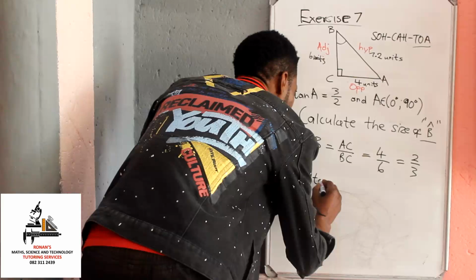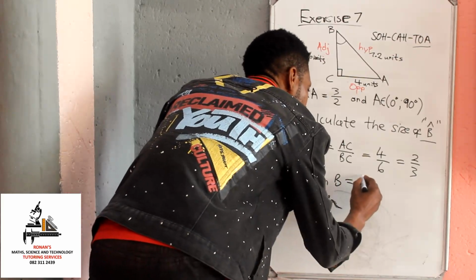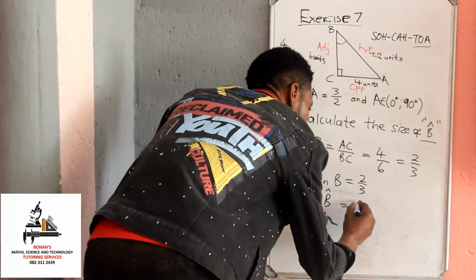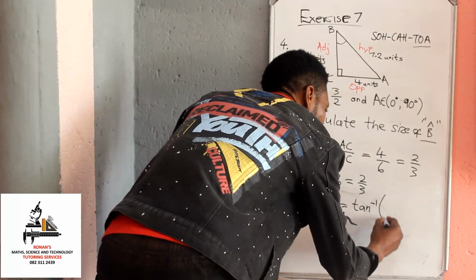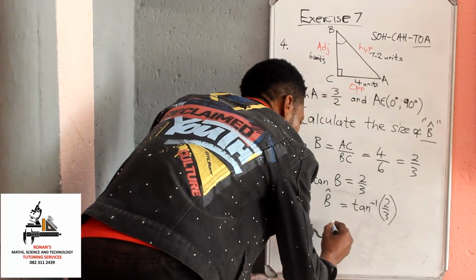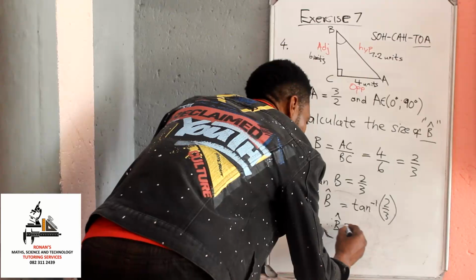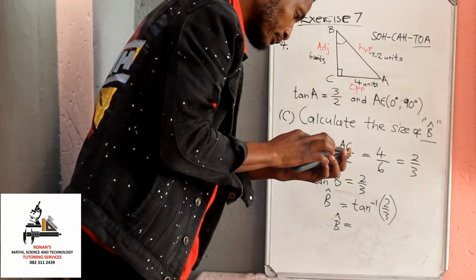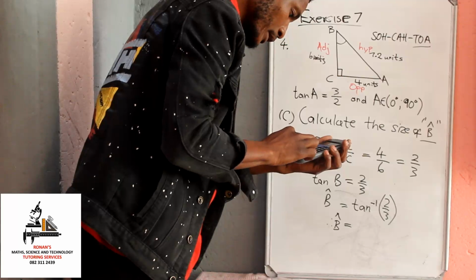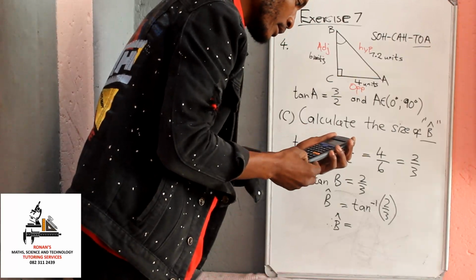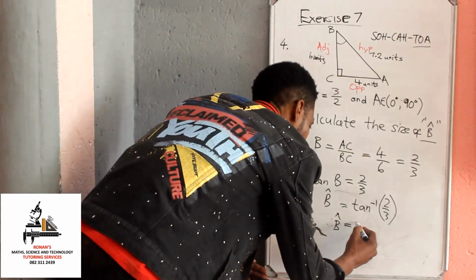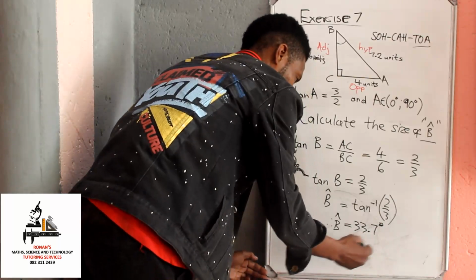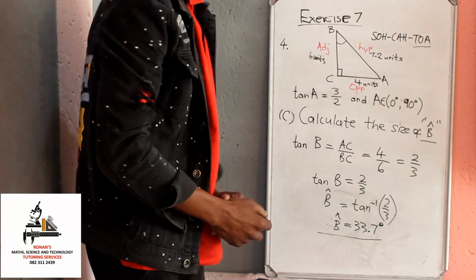Now tan B will then be equal to 2 over 3, and then angle B will then be equal to arctan of 2 over 3, and punch that into the calculator, that's going to be arctan of 2 over 3, giving us 33.7 degrees. That's it for exercise 4.